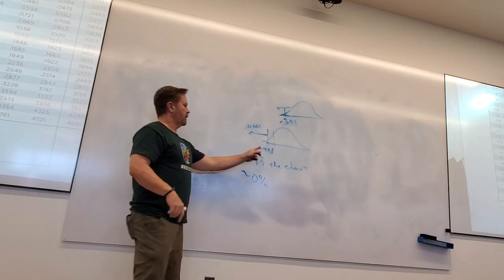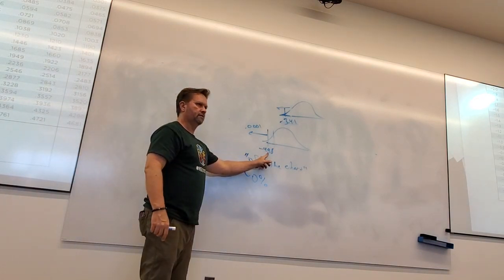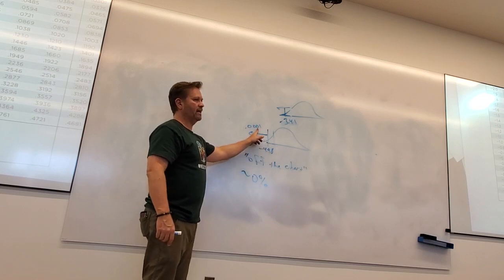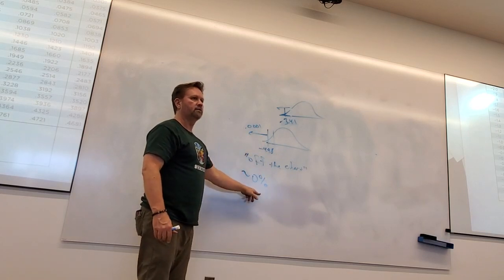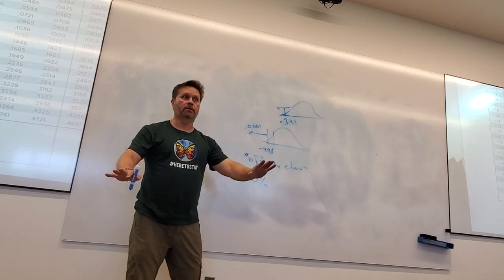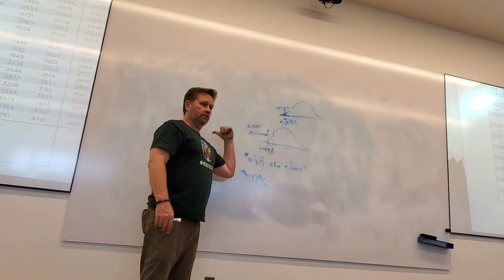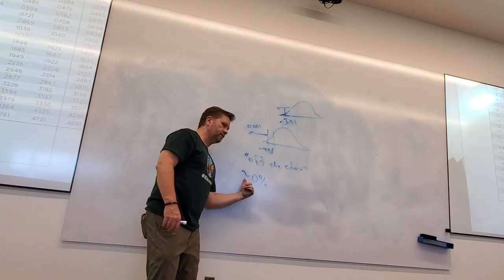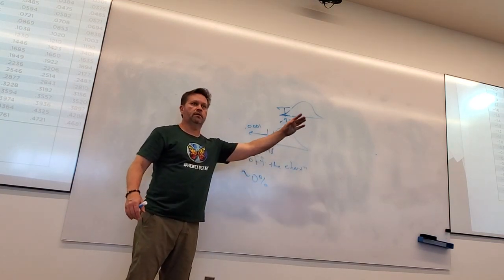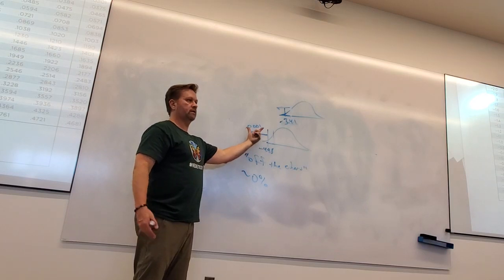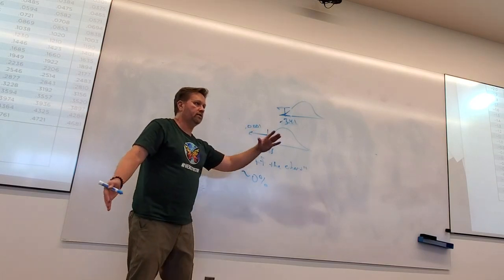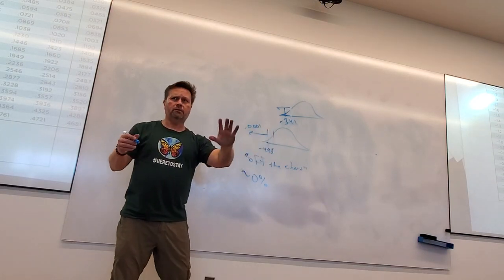What if I said that it's greater than this? You could either say 0.9999 or you could say about 100%. So if it's off the chart, it's either approximately 0% or approximately 100%. Or you can do what the chart says and say 0.0001 or 0.9999. You guys with me?